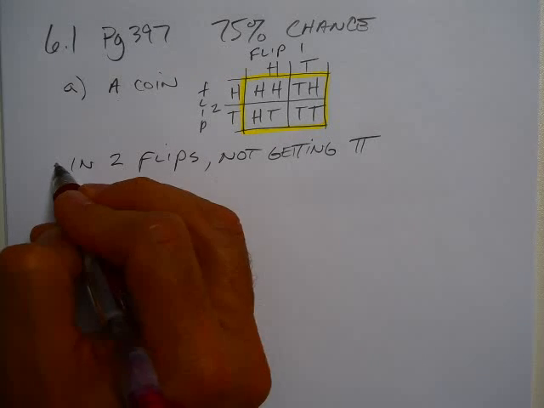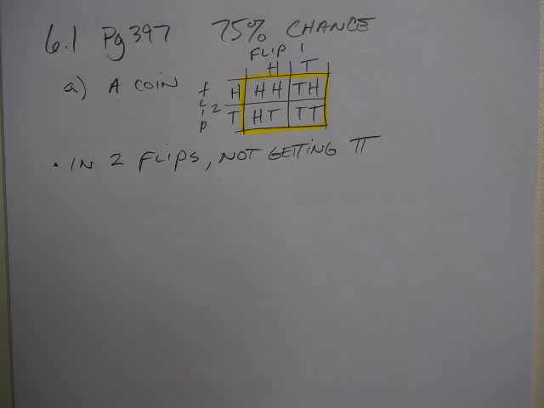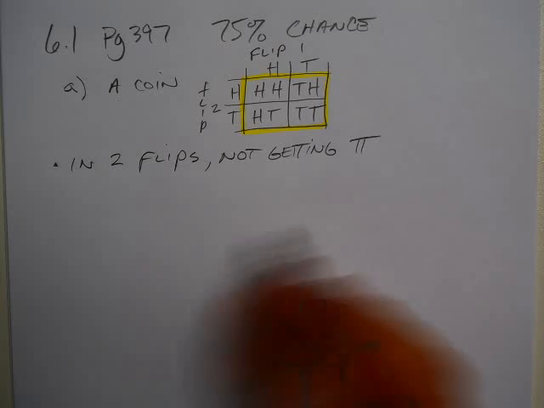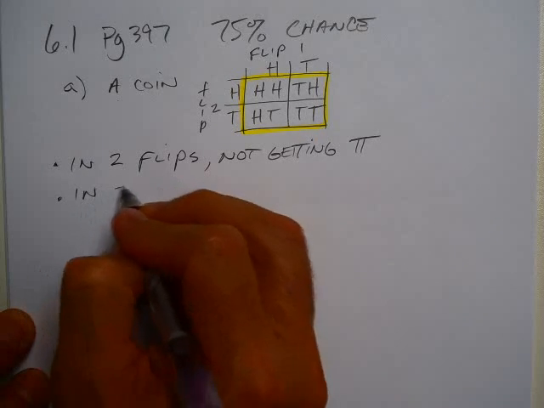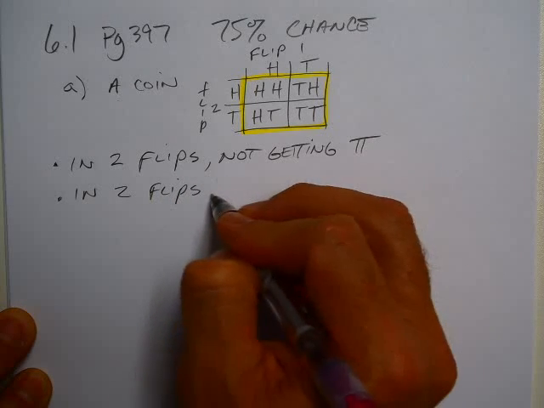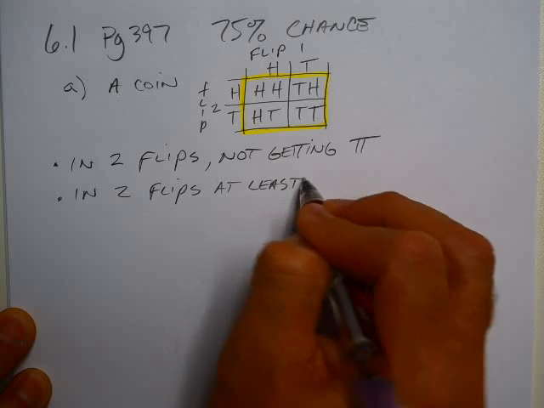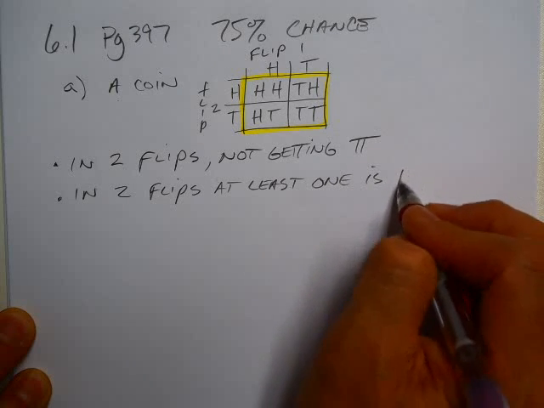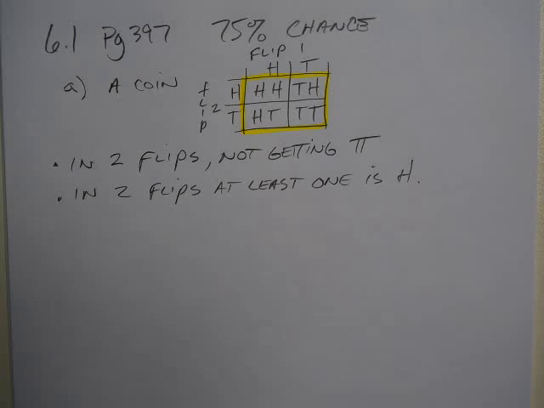You could also say in 2 flips not getting heads heads, right? What's another way of saying it? Instead of saying not getting 2 tails, what could you say? How about if we said in 2 flips we get at least 1 head? Wouldn't that also work for 75%? It's not any better than saying it this way, it's just a different way. Or you could flip it around and say at least 1 is tails, right? So those are a couple of different ways.